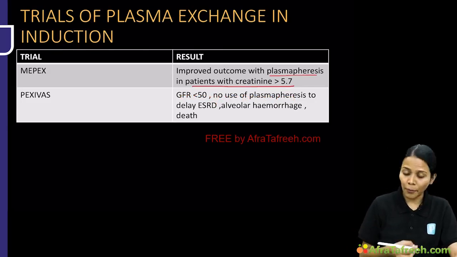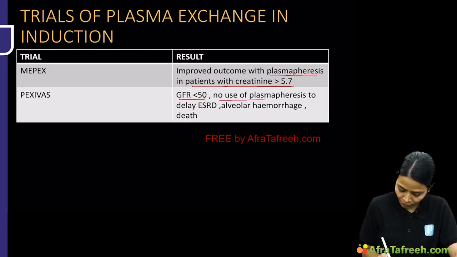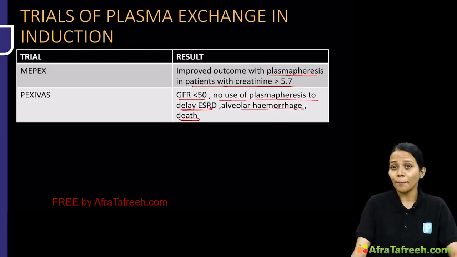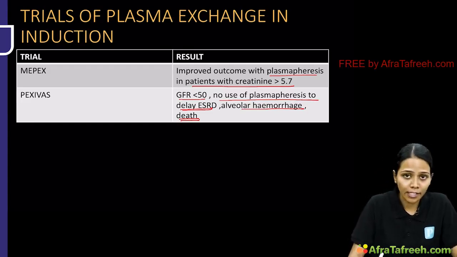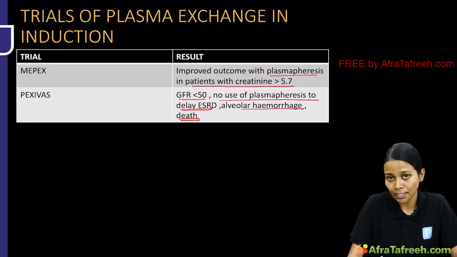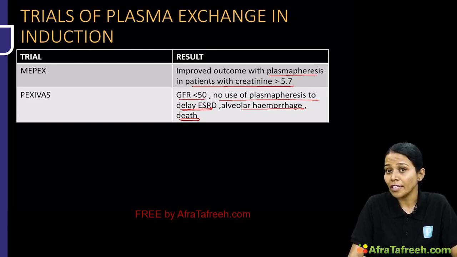But when they came to the PEXIVAS trial in GFR less than 50, there is no use of plasmapheresis to delay ESRD, alveolar hemorrhage or death. But even if it is less than 50, they didn't choose patients with creatinine that are very, very high. Okay. So, even though these trials are there and give conflicting results, we still use plasmapheresis in those three indications: when creatinine is more than 5.7, when there is pulmonary alveolar hemorrhage, and when it comes in association with anti-GBM disease.